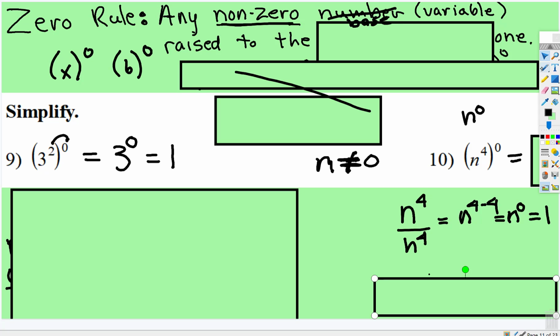Well, that would be the original example: n to the 4 divided by n to the 4 is rewritten as n to the 4 subtract 4, which is n to the 0, which is 1. All right, that's it for the zero rule.